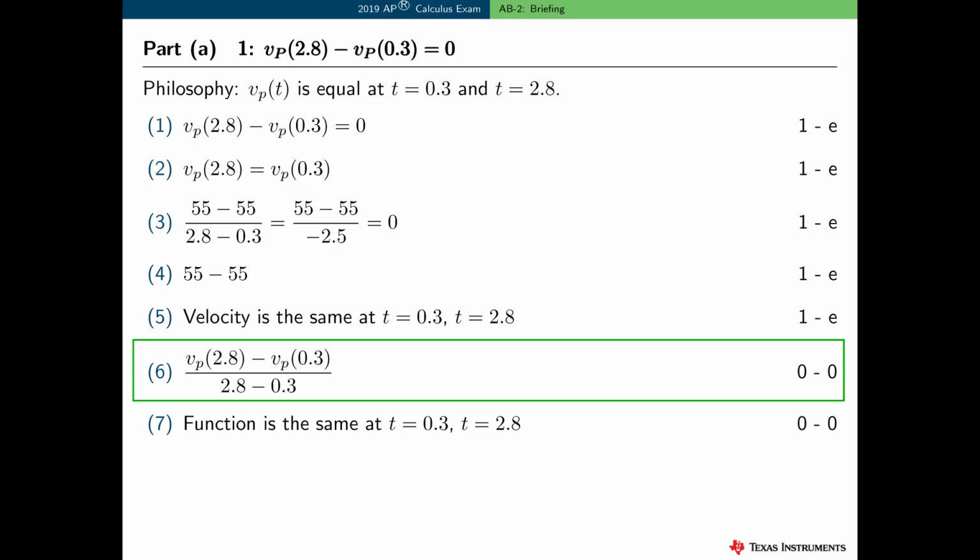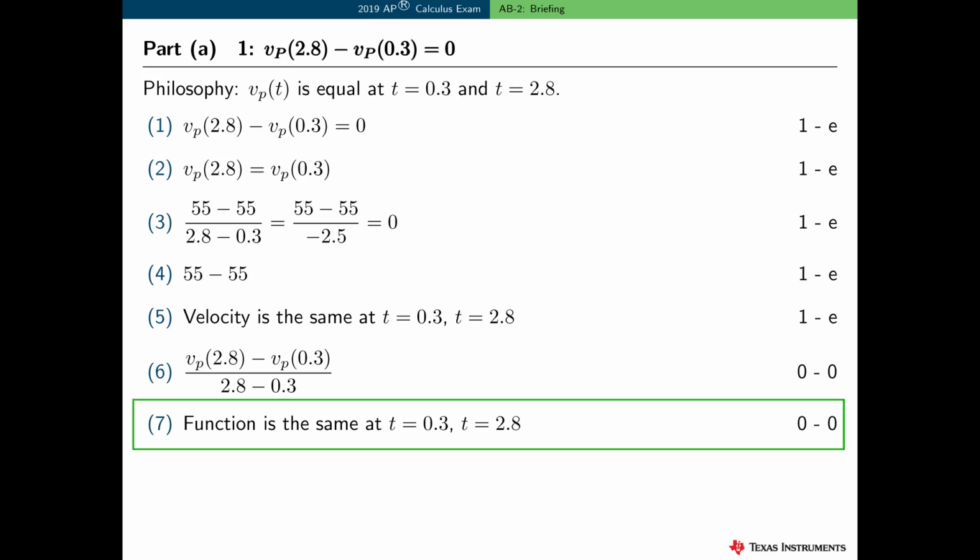In example 6, the student does not earn the first point. They must explicitly use the values of v sub p of 2.8 and v sub p of 0.3 from the table. And in example 7, the student does not earn the first point. The word function here is too ambiguous.